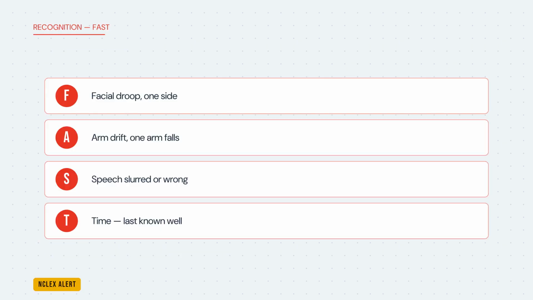Recognition has to be fast, so the sign is built into the word. F. Facial droop, one side. A. Arm drift, one arm falls when both are raised. S. Speech, slurred or wrong words. T. Time, note when the symptoms started and call immediately. And that T is not a slogan. The time the patient was last known well is the single piece of information that decides which treatments are still on the table.